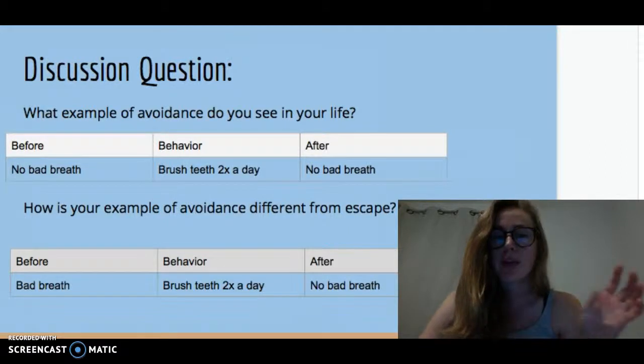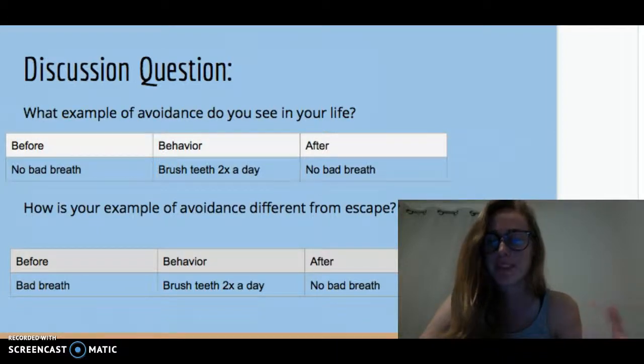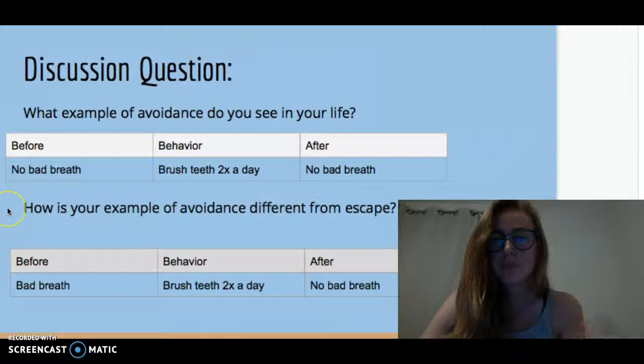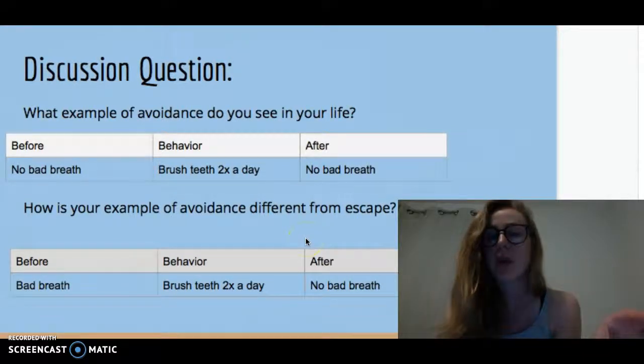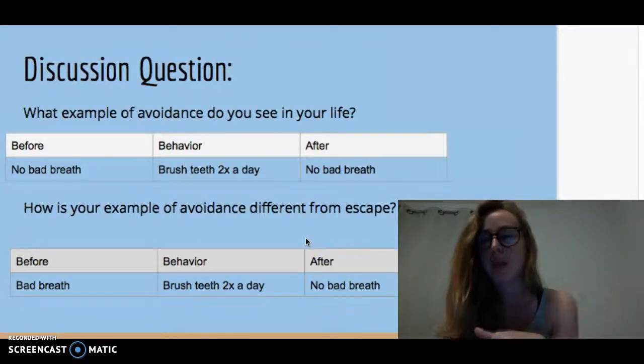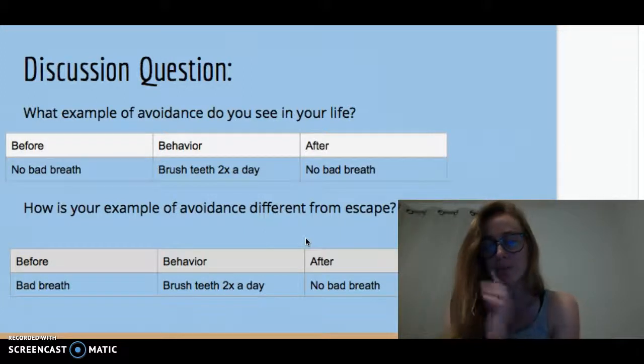Similar to that Google chart figure that I showed earlier, I recreated it to help explain my personal example. For me, I try to avoid having bad breath, so even when I don't have bad breath, I brush my teeth at least twice a day. So I continue to not have bad breath, and I'm avoiding that. This is different than escape, because in the escape version, I would have bad breath and only brush my teeth when I had bad breath so that I wouldn't have it anymore.